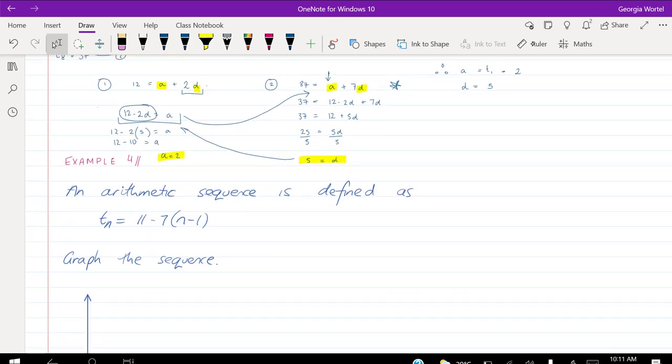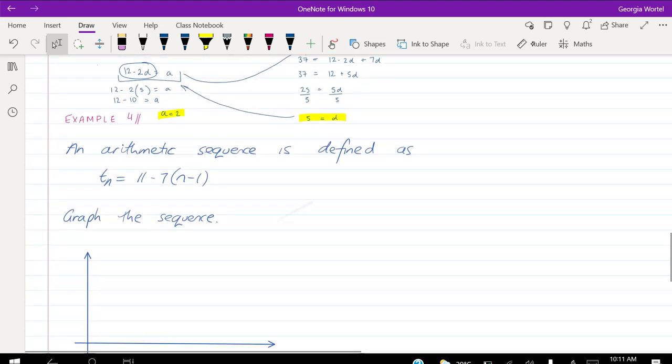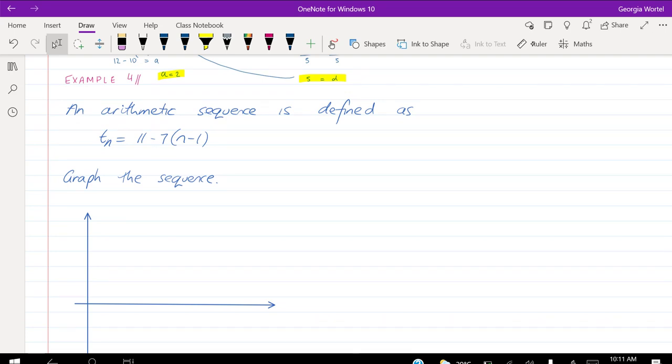One more example that we're going to go through before the lesson finishes up, and that is another graphing question. So kind of like what we did last lesson, or the lesson before. I can't quite remember when we did the graphing. But we're going to do another little example here. So an arithmetic sequence is defined as, so this is our relation that we have for our arithmetic sequence, Tn, so any term n, is equal to 11 minus 7 times n minus 1. We want to graph the sequence. Guys, this is no different to graphing any other linear equation that you've ever had before. It's going to be linear.